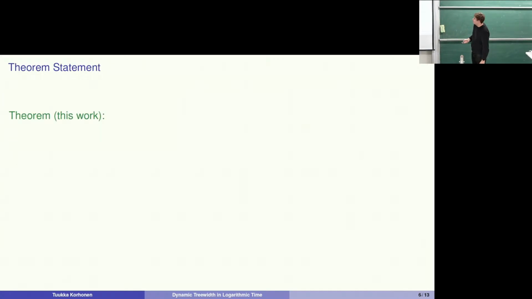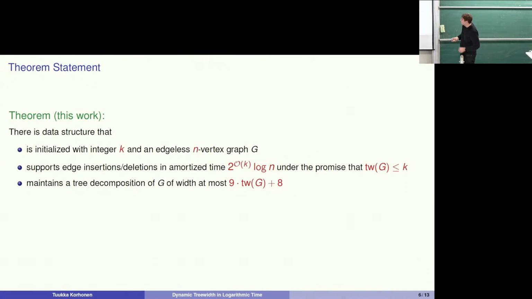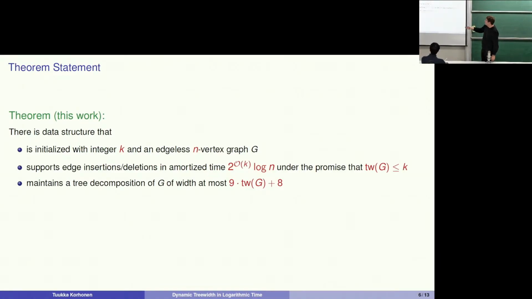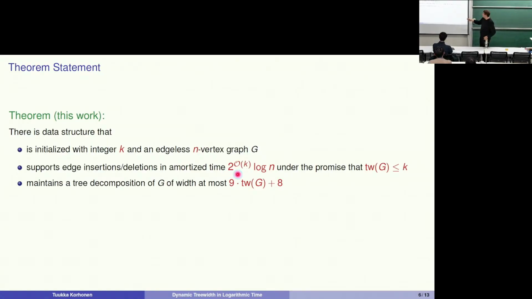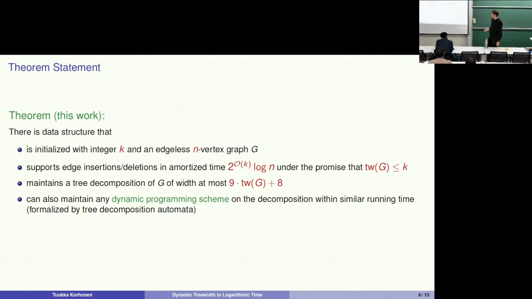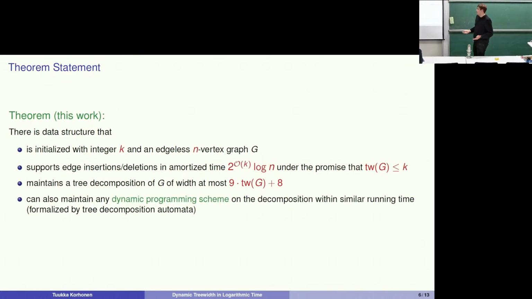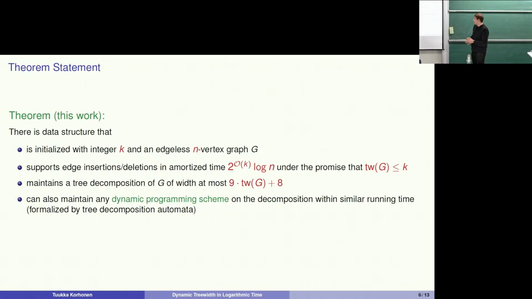Okay, good. Let me go forward and make a more precise statement of this theorem. We have a data structure that's initialized with the integer k and an edgeless n-vertex graph G, supports edge insertions and deletions in amortized time 2 to the O of k log n under the promise that the tree width stays at most k, and maintains a tree decomposition of width at most 9 times tree width plus 8. It can also maintain any dynamic programming scheme on the decomposition within a similar running time, and this is formalized by tree decomposition automata.